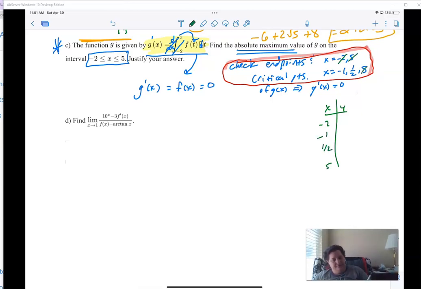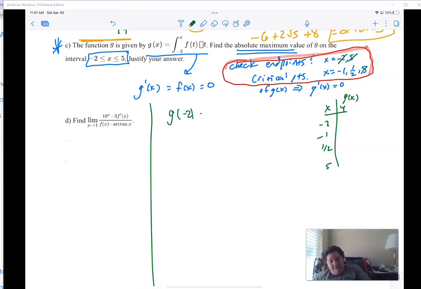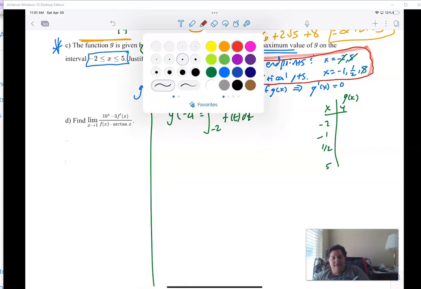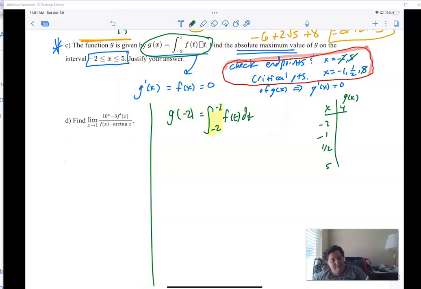So -1 and 1/2 are in the middle. Now, y is g of x. We're plugging this into g of x. Coming back up here, g of x is an integral. I'm going to need to take some room for this. G of -2 is the integral from -2 to -2 of f of t dt. Anytime I have an integral of a number to itself, that's 0. G of -1 is the integral from -2 to -1 of f of t dt.